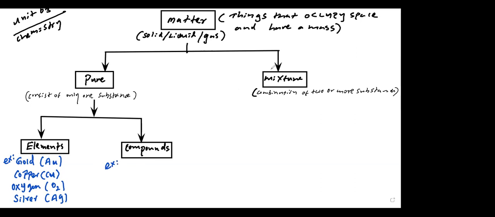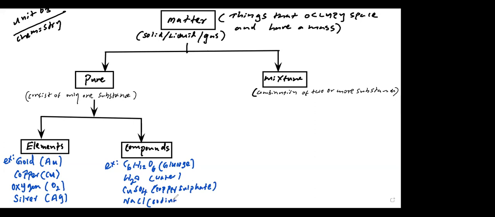Example, glucose, C6H12O6. This is glucose, a monosaccharide, that is a compound. If you take water, or copper sulfate, CuSO4, or sodium chloride, NaCl, they are all compounds.